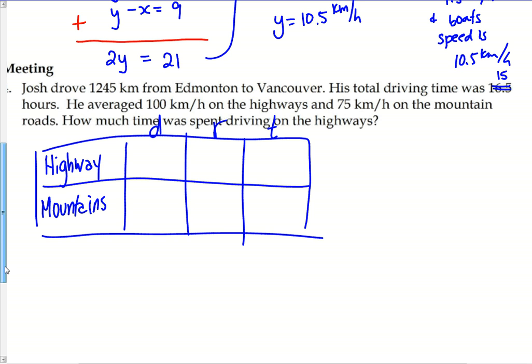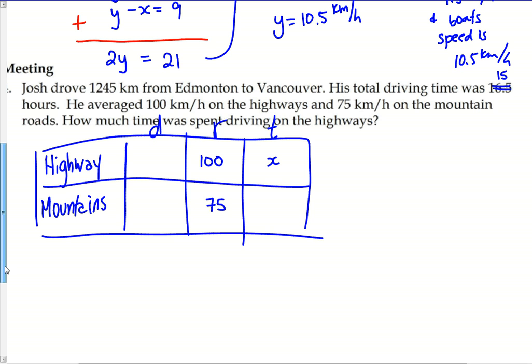So let's start filling in some information. What variable do you want to be time on the highway? X. Do we know any information about time on the mountain? Well, let's fill in some other stuff. Do we know distances? Do we know how much distance was on the highway and how much was on the mountain? No. Do we know rates? Yeah? Okay. What do we know about the rate? Highway was average 100. Mountain was average 75.